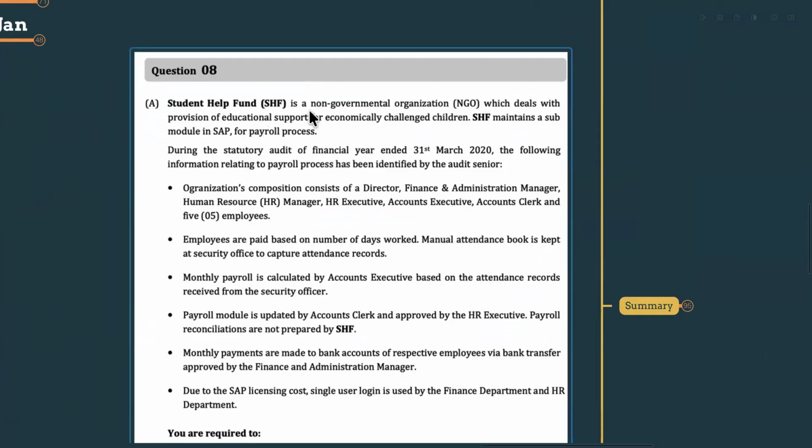Student Help Fund, SHF, is a non-governmental organization, NGO, which deals with provision of educational support for economically challenged children. So SHF maintains a submodule in SAP for a payroll process. SAP is an ERP system. There's a separate module to handle the payroll process. During the statutory audit, it means external audit, of the financial year ended 31st March 2020, the following information relating to the payroll process has been identified by the audit senior.